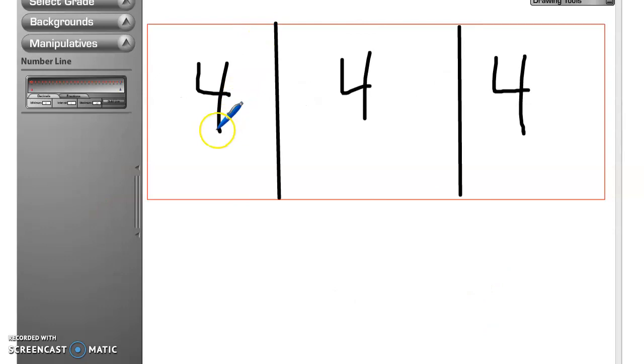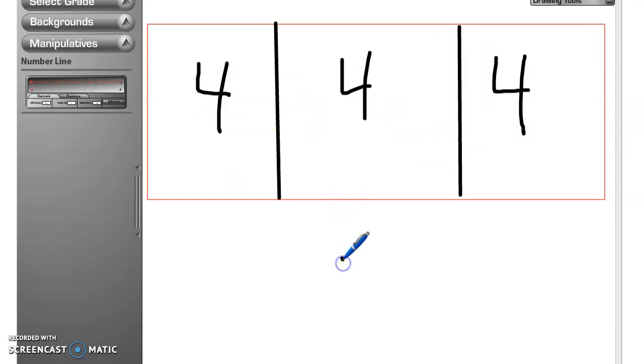Let's look at this one. I have 4, 4, and 4. So I could add 4 plus 4 plus 4 to equal 12, or I could multiply 4 times 3. So like this problem says, Toshi has 3 boxes of rocks. There are 4 rocks in each box. How many rocks are there in all? Well, I show this picture because in each box there are 4 rocks, and there are 3 boxes. So it would be 3 times 4 equals 12.